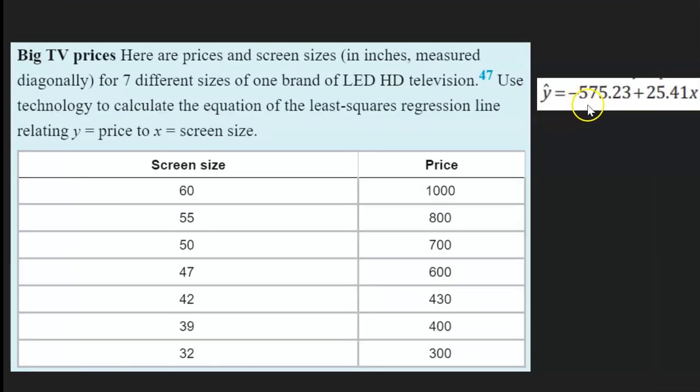Here's what I ended up getting when I plugged it into my calculator. It should be y hat equals negative 575.23 plus 25.11x. They switched the two things around. I think typically you want to have this part up front since that matches our ax plus b form, but it's okay if you mix them around.